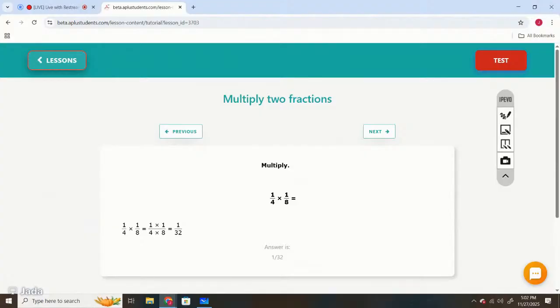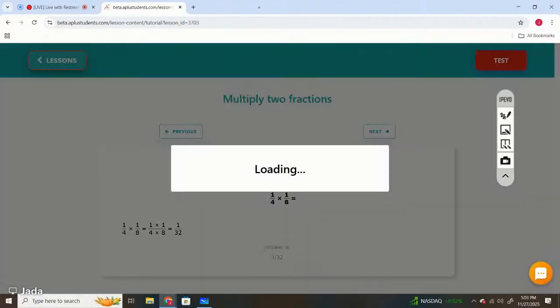Multiply 1 by 4 times 1 by 8. Multiply numerator times numerator and denominator times denominator. 1 times 1 is 1 and 4 times 8 is 32. So that is 1 over 32. Let's just start with the test questions.